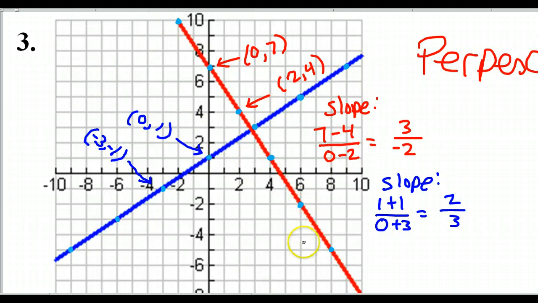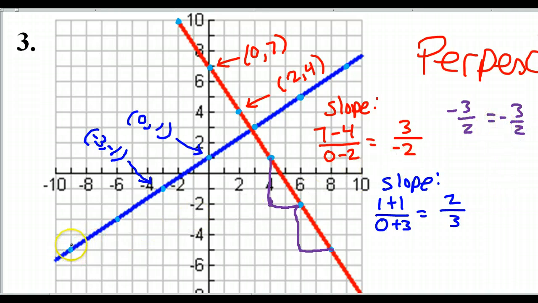For this red line, I would have gone like this. From one point to another, this is going down 3, right 2. That's negative 3 over positive 2. So I would have had negative 3 over positive 2, which is negative 3 over 2.